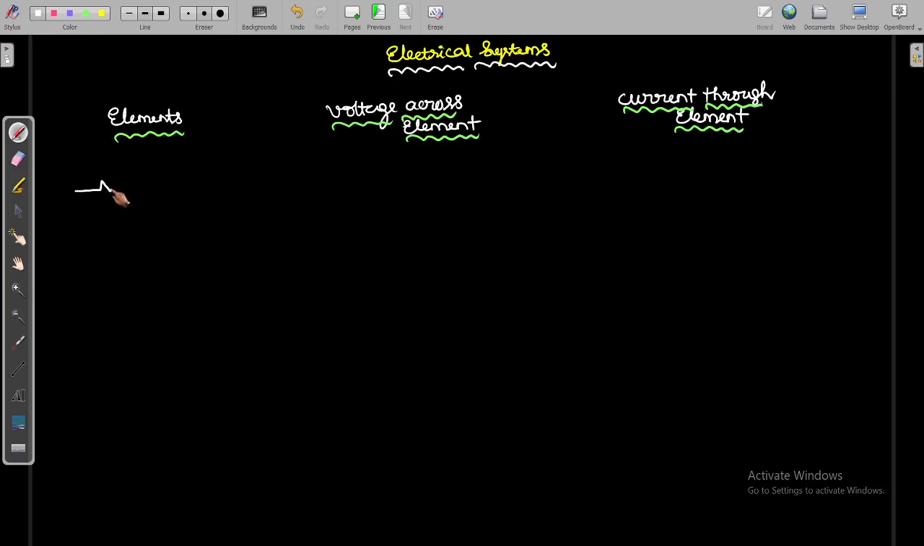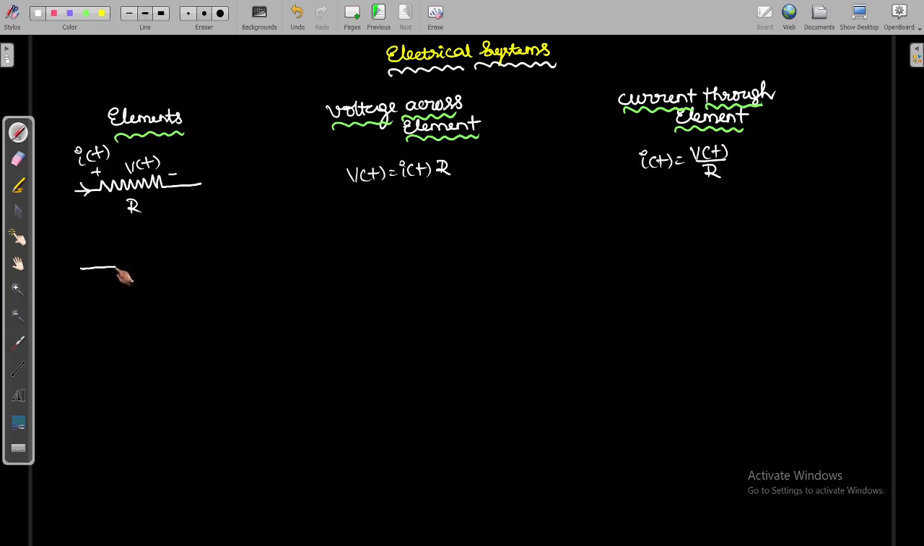Let us consider the first element as a resistor. The current flowing is I and the resistance is R, so a voltage is generated across the resistor. We can write V of t and I of t. V of t equals I of t into R, and current I of t equals V of t divided by R. This is the relation in the case of the resistor.